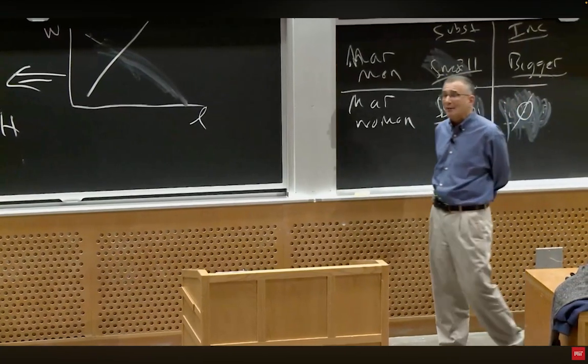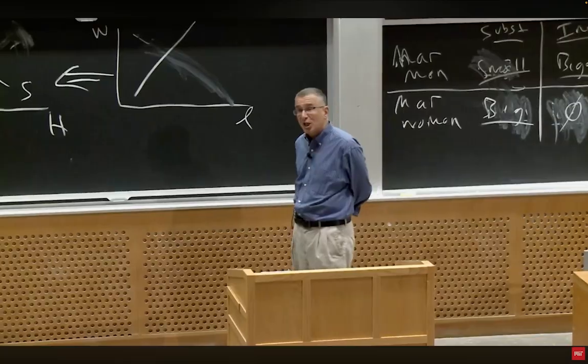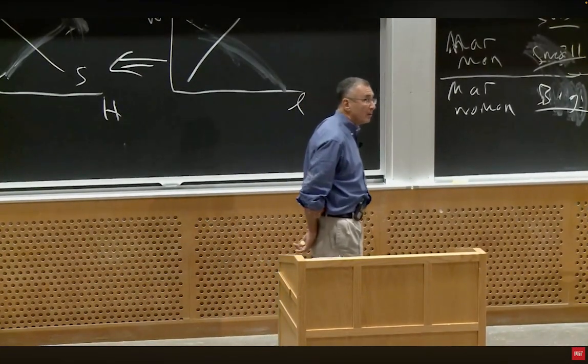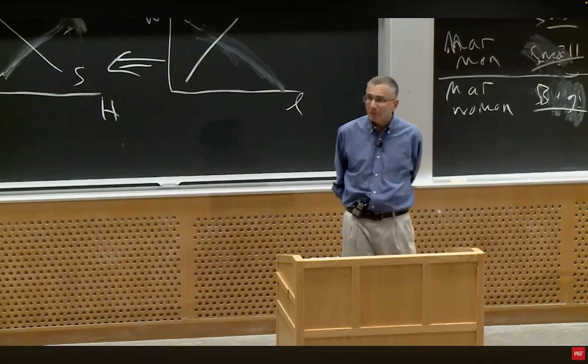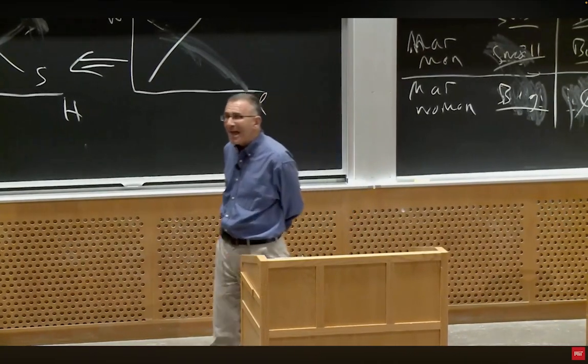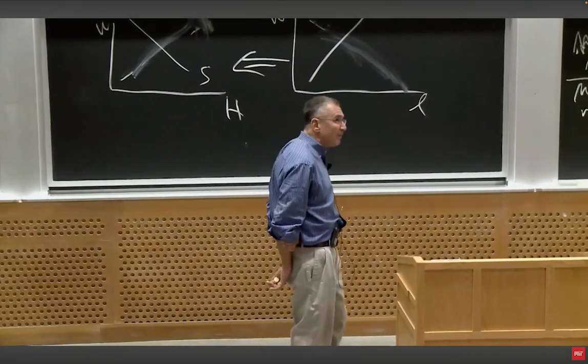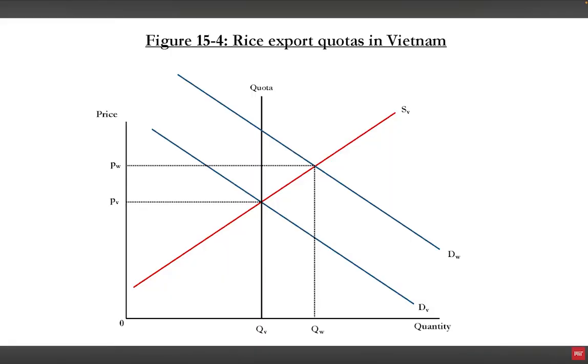What happened after 1989 is they let Vietnam export rice, and in particular after 1994, when the US normalized relations with Vietnam, they could export rice to the US. That led to a massive increase in demand for rice because the rest of the world now wanted cheap Vietnamese rice. That shifted out the demand curve from DV to DW. Now it's the world demand for rice, which meant that Vietnam now produced more rice at a higher price.